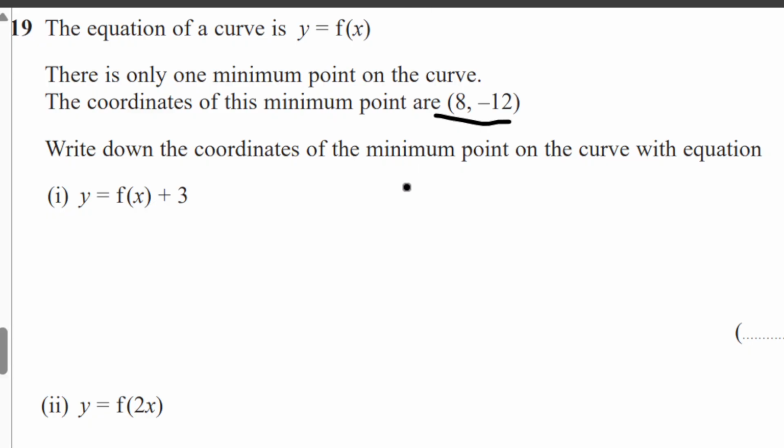To do this, if it's plus outside the x, you add 3 to the y. So it's 8, we don't change the x, and we add 3 to the y. So -12 plus 3 is -9. So our new point is just 8 and -9. And that's the answer of this question.